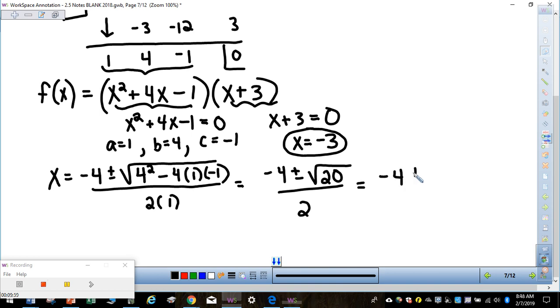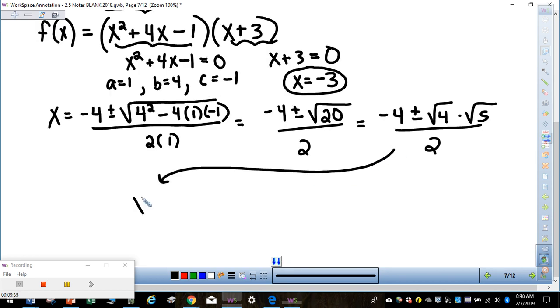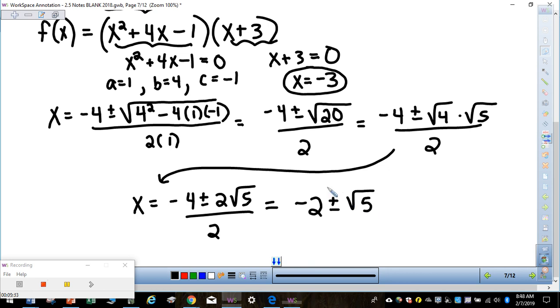Now we can split that 20, square root 20, into square root 4 times square root 5. Just kind of simplify this down, and we know that square root 4 is 2. So a simplified form of that would be -4 plus or minus 2 times the square root of 5, all divided by 2. Now what we can do for a final step is we can divide each term on the numerator by 2. So -4 divided by 2 is -2, plus or minus 2 square root 5 divided by 2 is just going to be 1 square root 5. So what we have represented here is the exact form for the other two zeros.